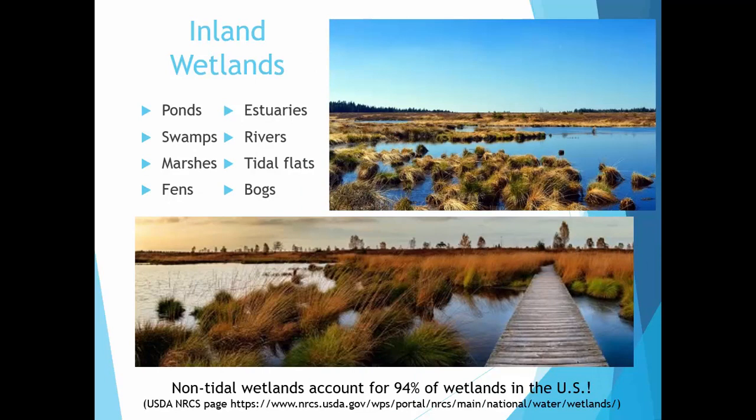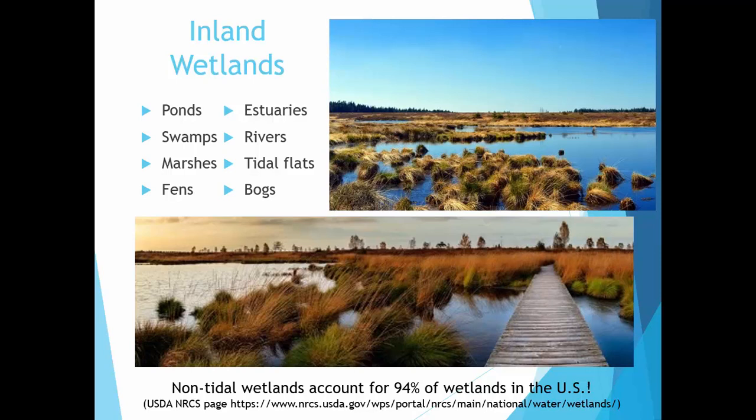Inland wetlands are any of the wetlands that are not located adjacent to or connected somehow hydrologically to ocean systems. It could be a salty lake, and so then it would still be an inland wetland. But these would include things like ponds, swamps, marshes, fens, estuaries, rivers, tidal flats, and bogs.